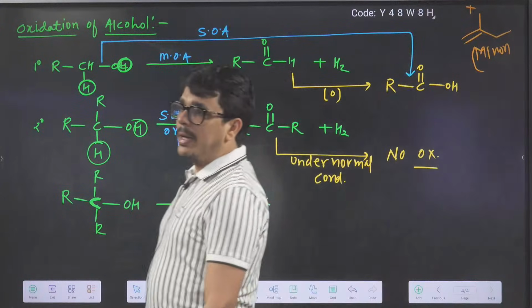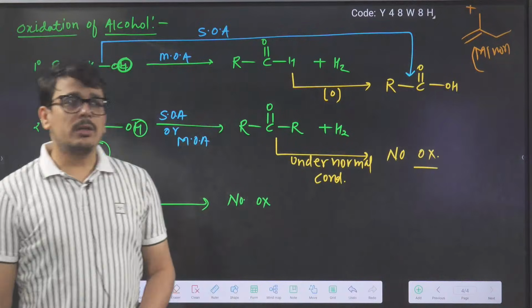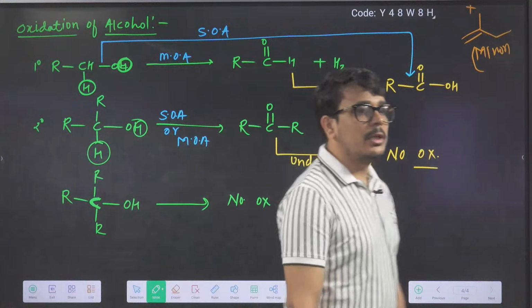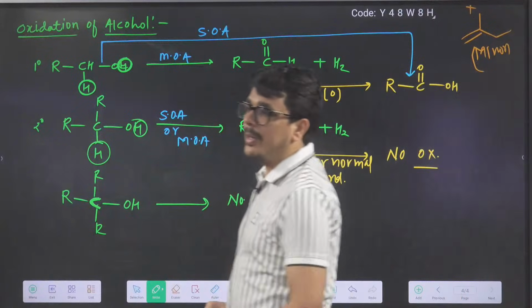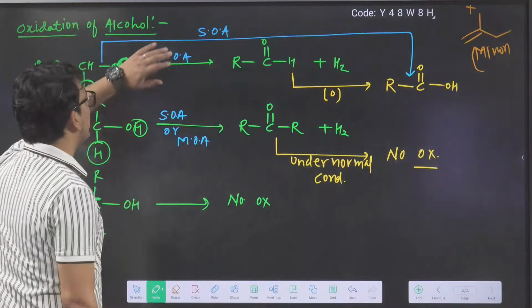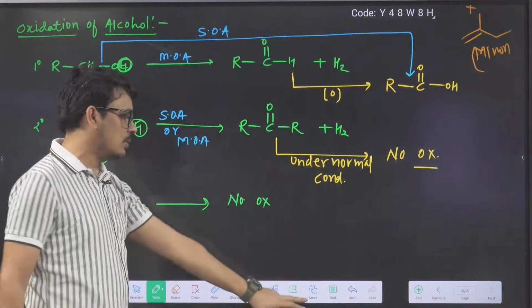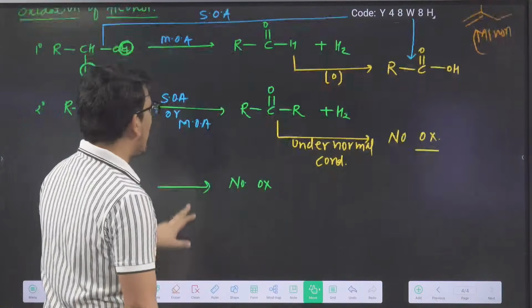Whether we have mild or strong, in both cases it will convert to ketone. Now the target is that you need to remember some of the strong oxidizing agents and mild oxidizing agents as per our syllabus. I'm writing them.